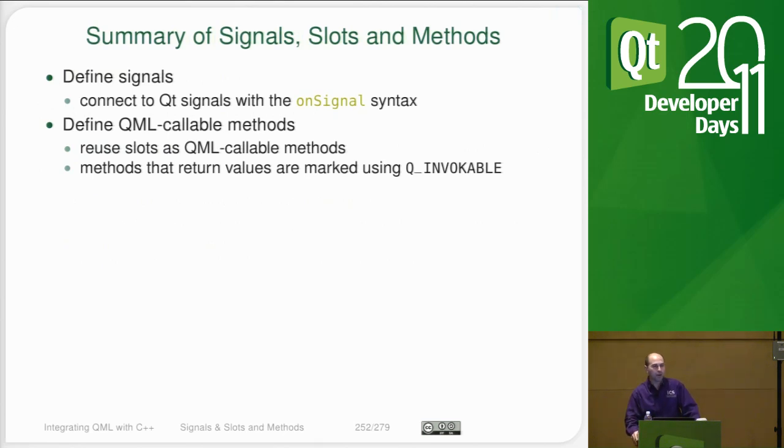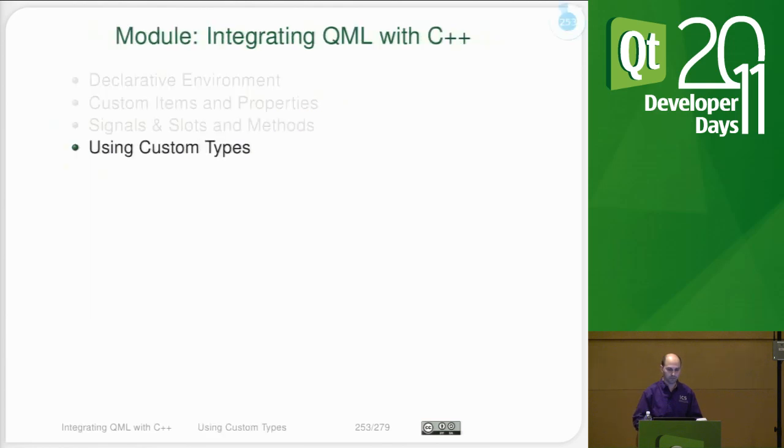So we figured out that we can define signals just like we do in C++, and they're usable by QML. We can define slots just like we do in C++, usable by QML. And we can define functions and give them the Q_INVOKABLE macro, and they're usable from QML. Any questions so far?